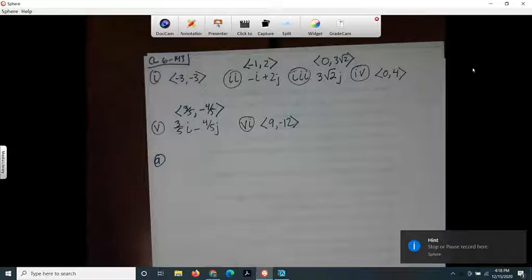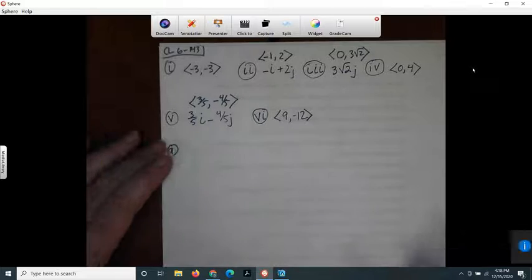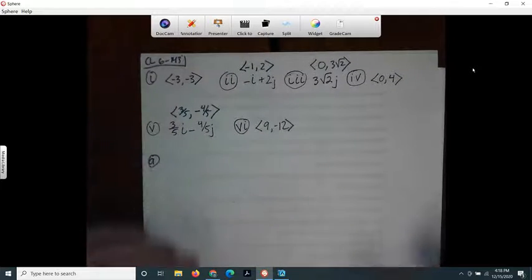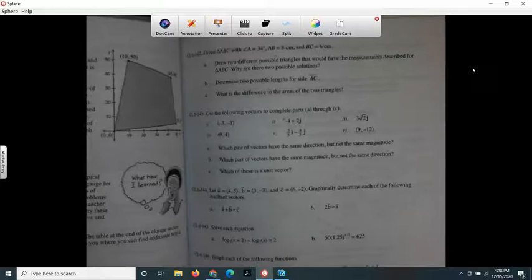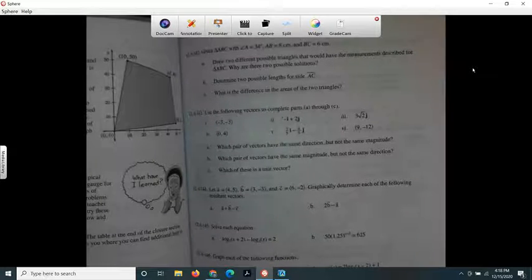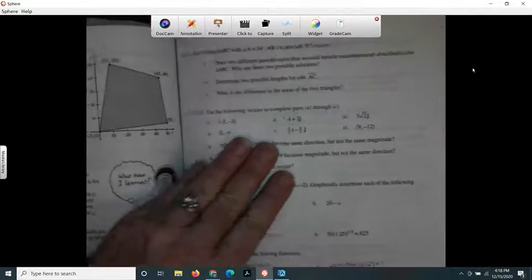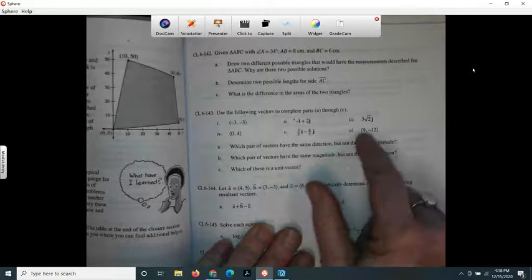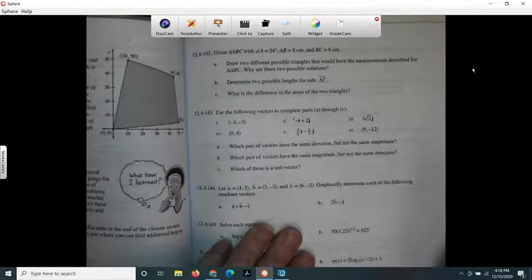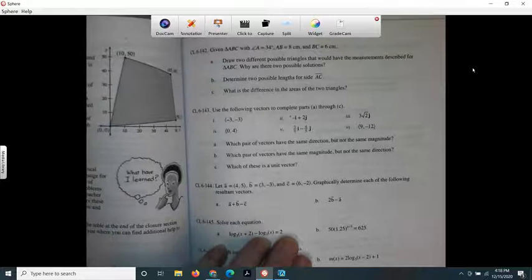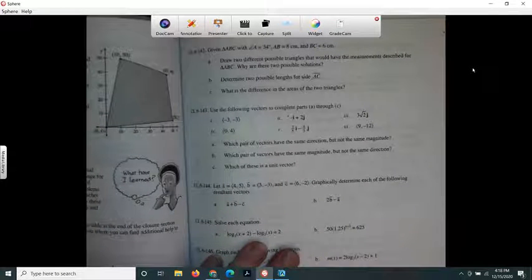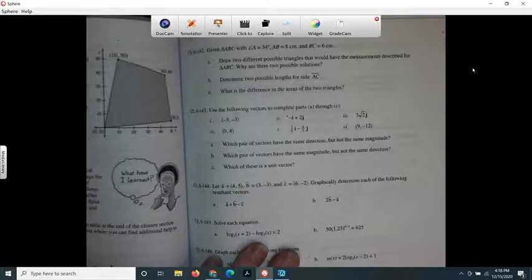Here's pre-calc. It's the closure problem 6-143. It's asking us to use the following vectors to complete parts A through C. You'll notice the vectors are in different forms: some are in component form and some are in i and j. Letter A says, which pair of vectors have the same direction but not the same magnitude?